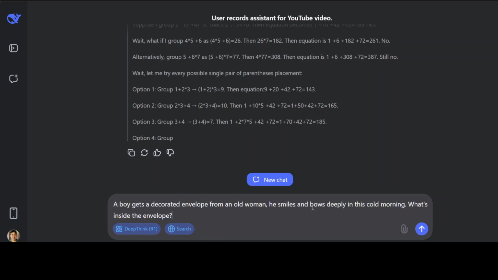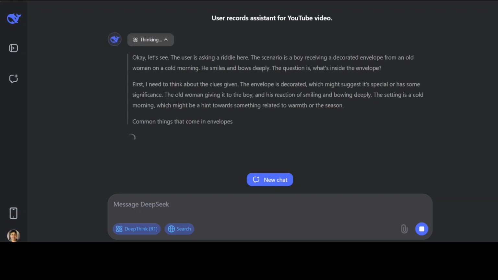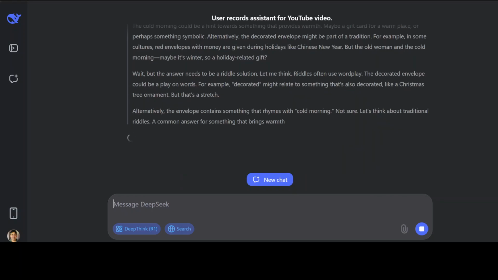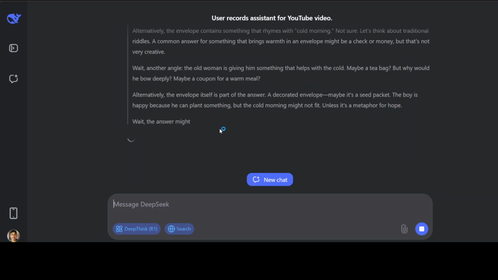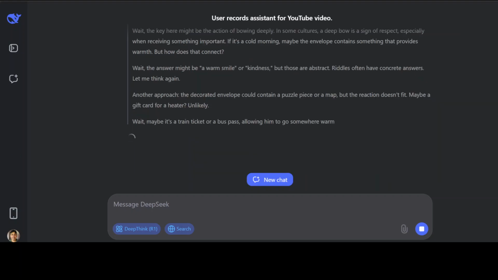And then let's ask another one. Now this is a question where I'm checking how diverse and multicultural the model is. It's a very vague question where I'm asking it, a boy gets a decorated envelope from an old woman. He smiles and bows deeply in this cold morning. What's inside the envelope? Now this is mainly the culture in Korea, Japan, and a few other Eastern or Southeast Asian countries. Let's see if the model is able to deduce that or something somewhere closer. I understand it's a vague question.